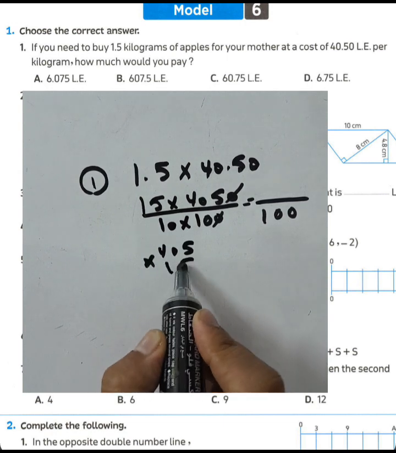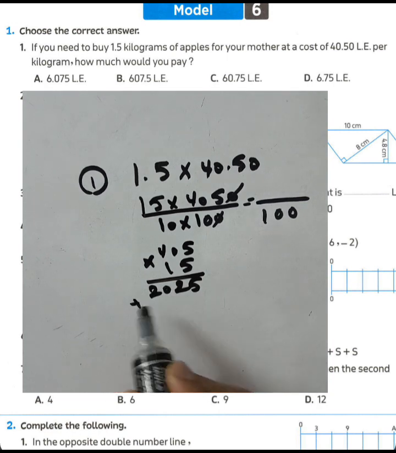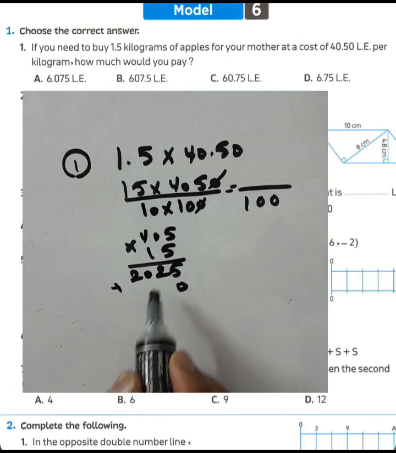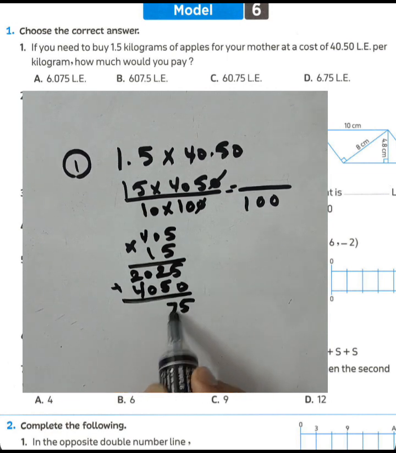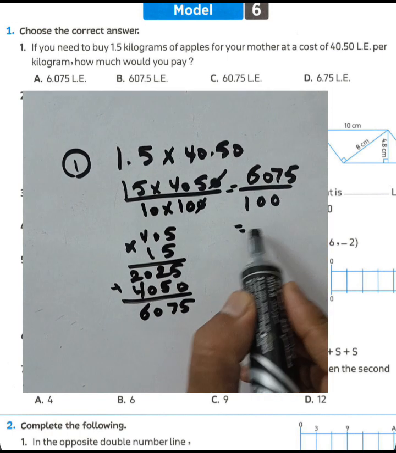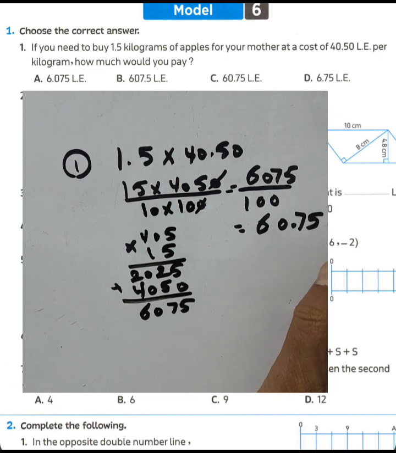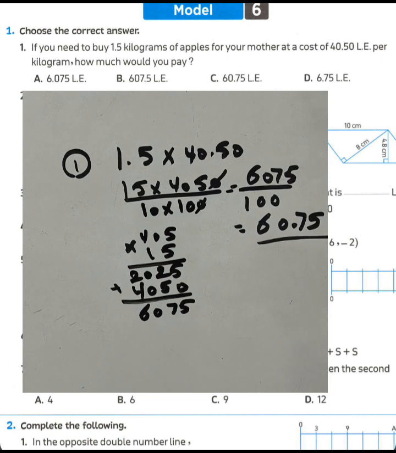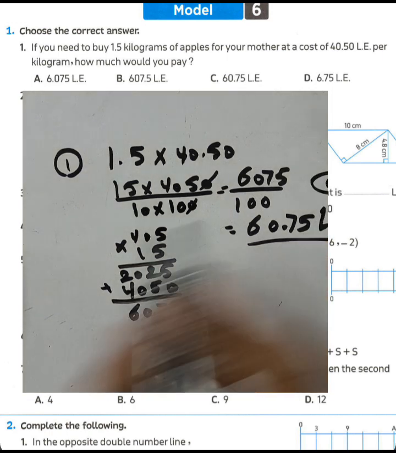405 times 15. 5 times 5 equals 25, and 4 times 5 equals 20, plus, and write 0 here. 1 times 5 equals 5, 1 times 0, 1 times 4, and then add them. Write 6, 0, 7, 5, and the point will be after 2 places. Then the result will be 607.50 Egyptian lira. Choose letter C for this question. Question number 1, choose letter C.